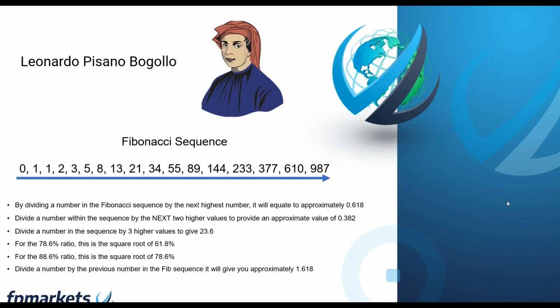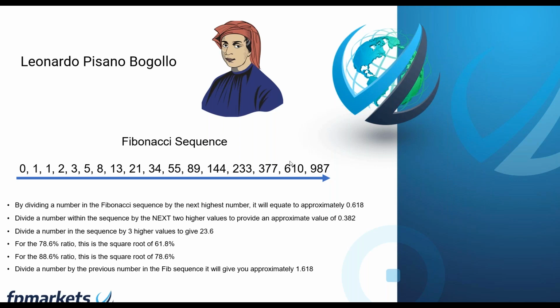Look, as for Fibonacci extensions, if you divide a number by the previous number in the Fib sequence, it will give you approximately 1.618. The 1.618 is a critical level in Fibonacci extensions, as I'll show you on the charts very soon. So look, by dividing 89 by 55 in the Fibonacci sequence, we'll get 1.618. And by dividing 8 by 5, this will give you 1.615.